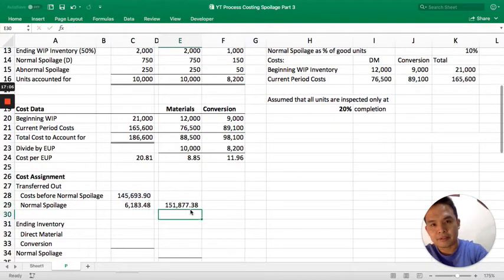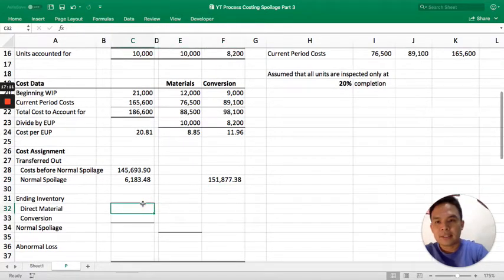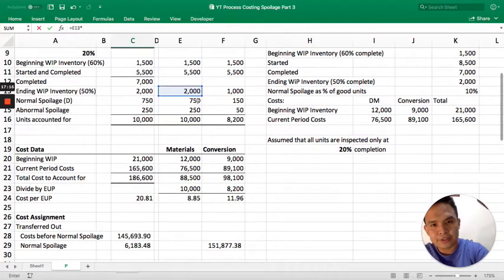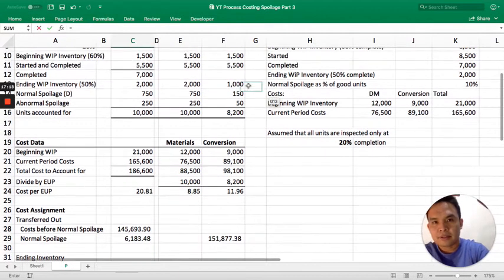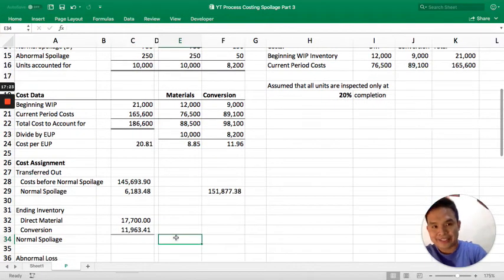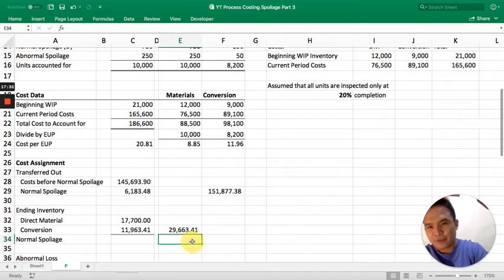And next, ending. So, ang ending natin is usual. 2,000 materials times 8.85. 1,000 materials times 11.96. And a portion of the normal spoilage goes to, ibibigay natin kay ending inventory. So, before the spoilage yan, you have to present the spoilage separately. It's useful for manager to know ilan yung normal figure at ilan yung spoilage.